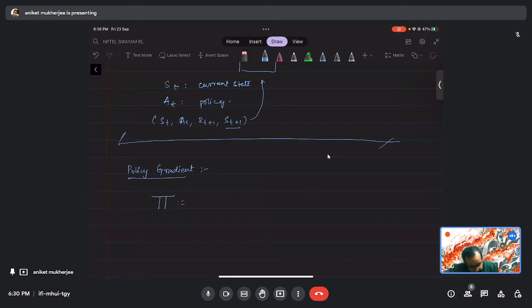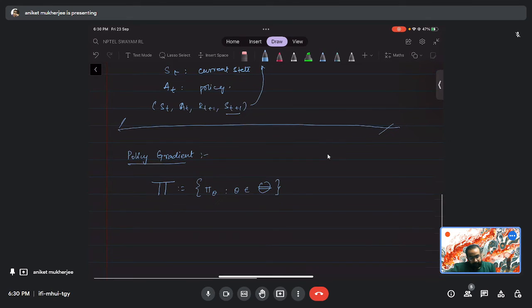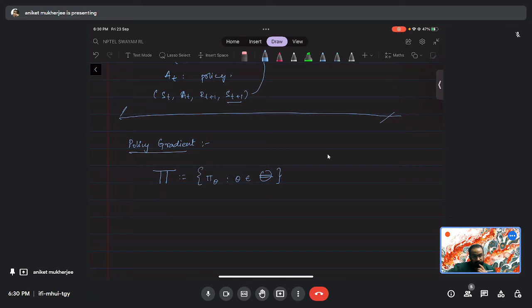Capital pi is the set of all parameterized policies, such that theta belongs to the set of parameterized policies. Does this make sense? So this is the set of policies that I can represent with theta, theta being the parameter with which I parameterize my policy. Now that theta also belongs to some set, capital Theta.